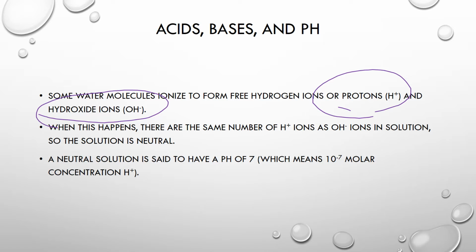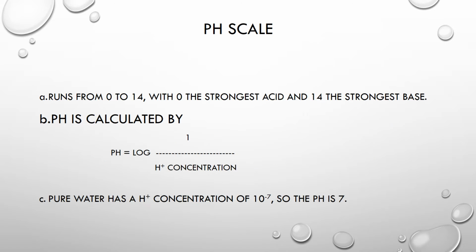When this happens, there's the same number of hydroxide ions as there are protons in a solution, and this is what we term neutral. Neutral solutions have a pH of 7, which means that it's 10 to the negative 7 molar concentration of hydrogen ions. The pH scale runs from a numerical value of 0 to 14.